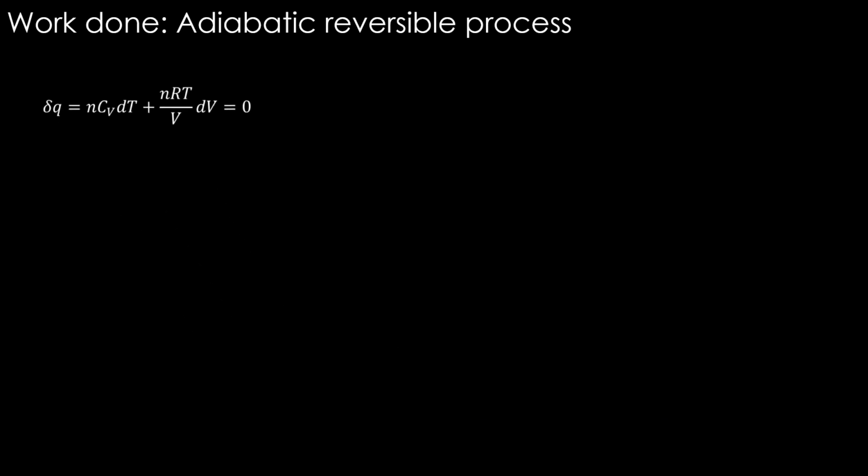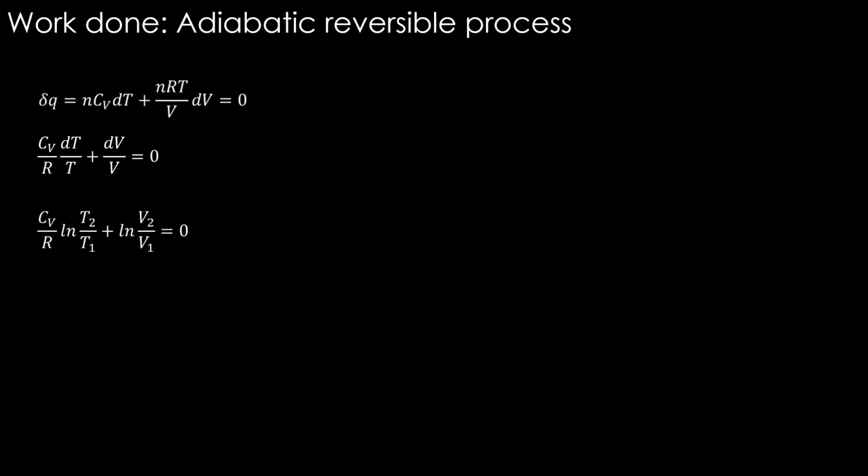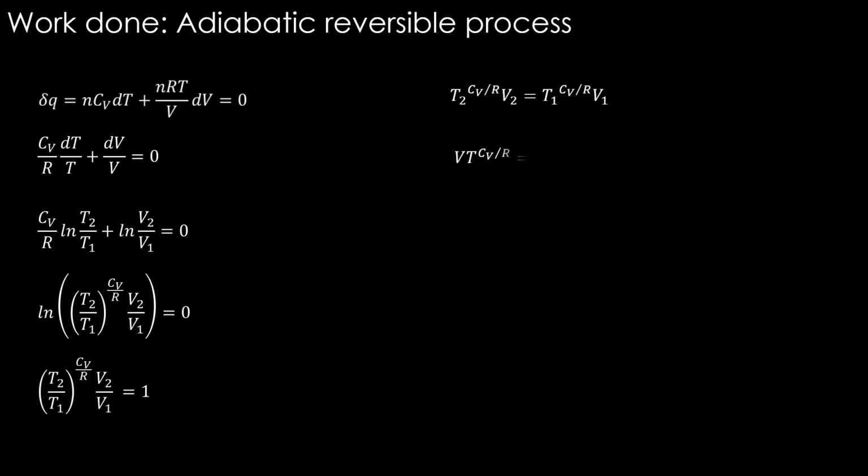Take this equation and rearrange it to have temperature and volume in separate terms. Integrate both sides, and we get logarithmic terms. We can move Cv by R to the power of T2 divided by T1. Take the exponential on both sides, rearrange it, and we get this expression. It tells us that V multiplied by T to the power Cv divided by R is a constant.